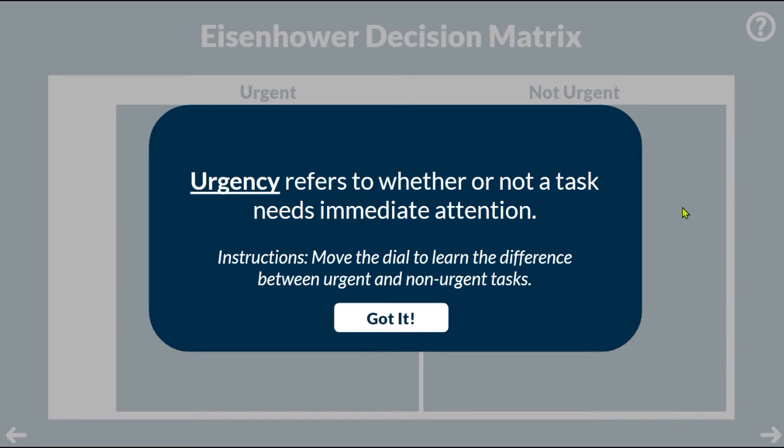But before we get to the matrix itself, we need to know the differences between what urgency is and what importance is, and what not important and not so urgent mean. So let's get that definition down. Urgency refers to whether or not a task needs immediate attention. So pretty much we understand what that is.